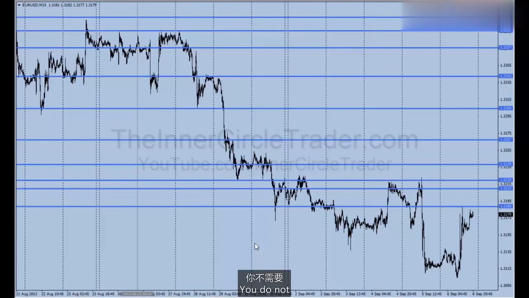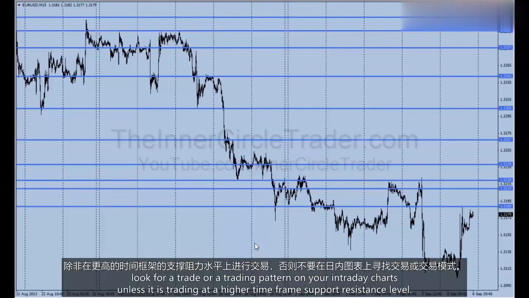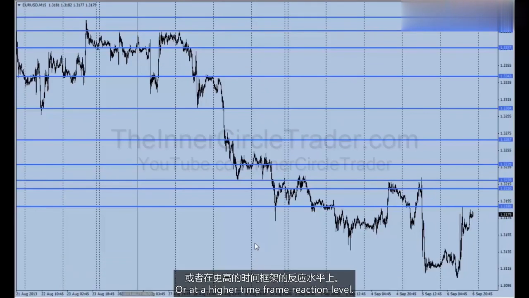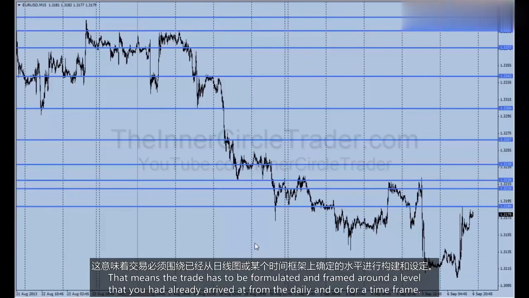You do not look for a trade or a trading pattern on your intraday charts unless it is trading at a higher time frame support and resistance level, or at a higher time frame reaction level. That means the trade has to be formulated and framed around a level that you had already arrived at from the daily and or 4-hour time frame.